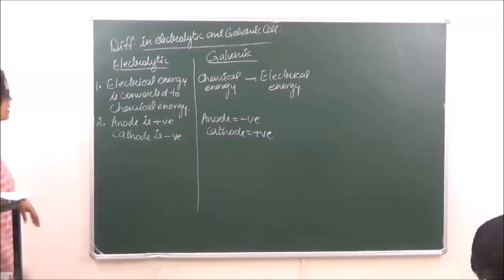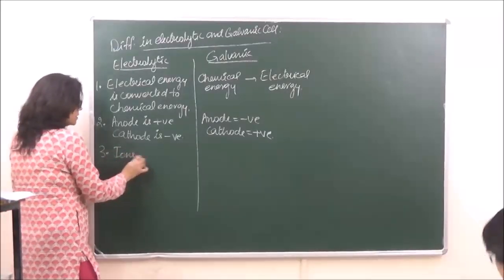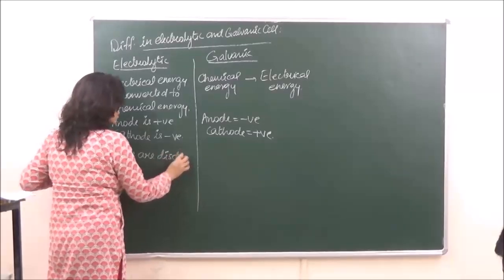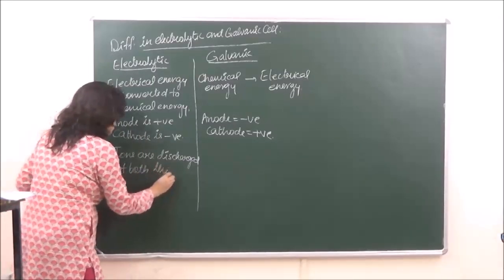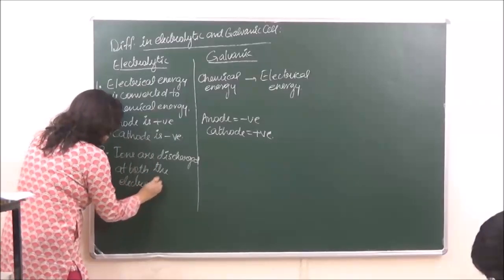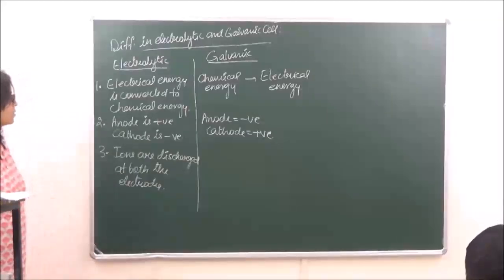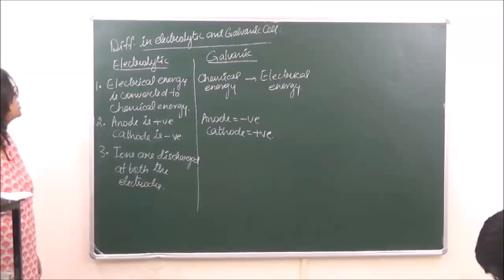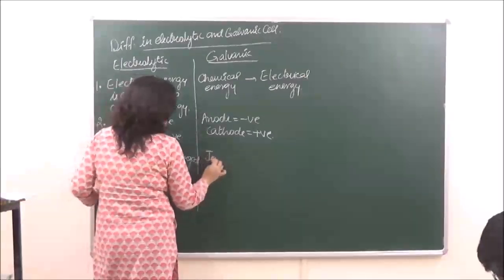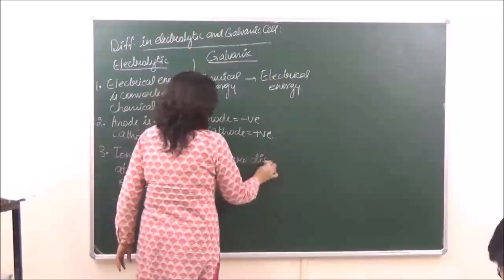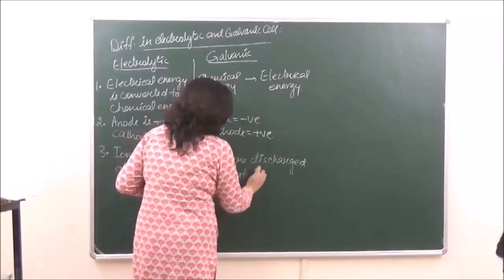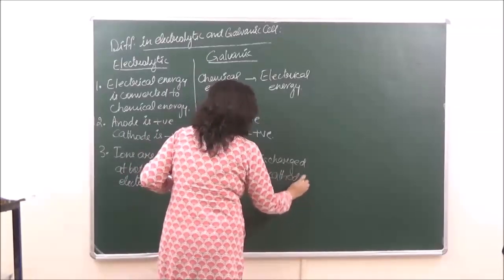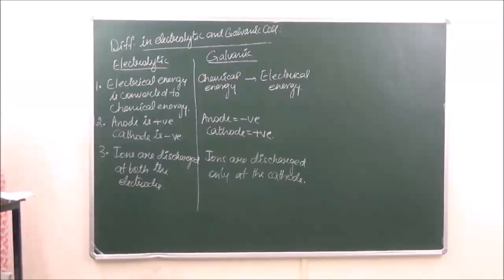Then the third difference is that in electrolytic cells, at both the electrodes, cathode and anode, ions are discharged, whereas in the galvanic cell, ions are discharged only at the cathode. Right? So ions are going to be discharged only at the cathode.